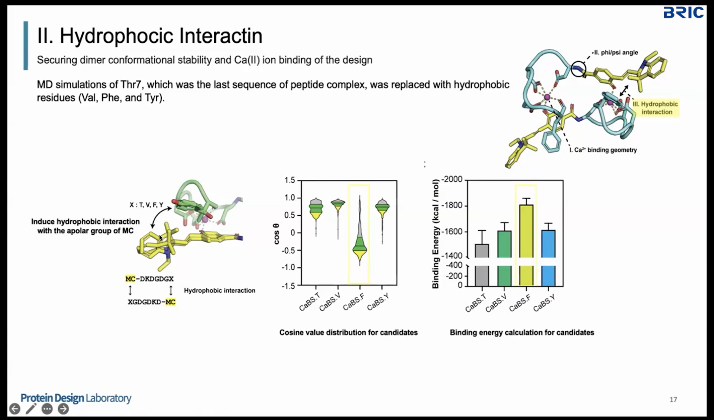So we introduced certain residues like threonine, valine, and phenylalanine. By the way, as you can see, this merocyanine will interact with X, which is one of these residues, and the opposite side would be the same. Once we calculated the cosine theta, which means the angle between the phenylalanine interaction with the merocyanine, we realized that phenylalanine showed a better cosine theta compared to the other candidates, as well as better binding energy. From there, we can see that the hydrophobic interaction between the phenylalanine and the spiropyran moiety is more effective.